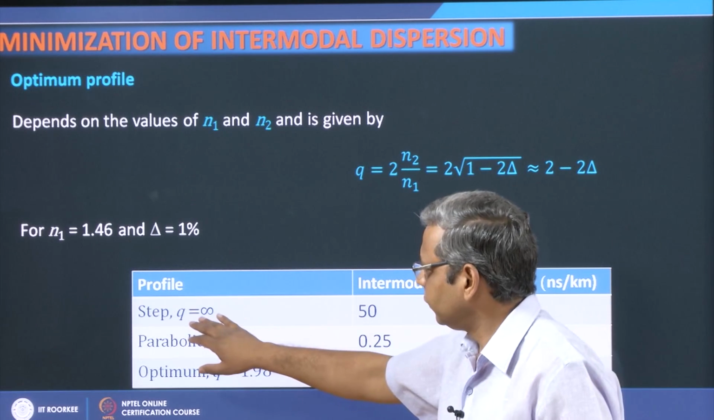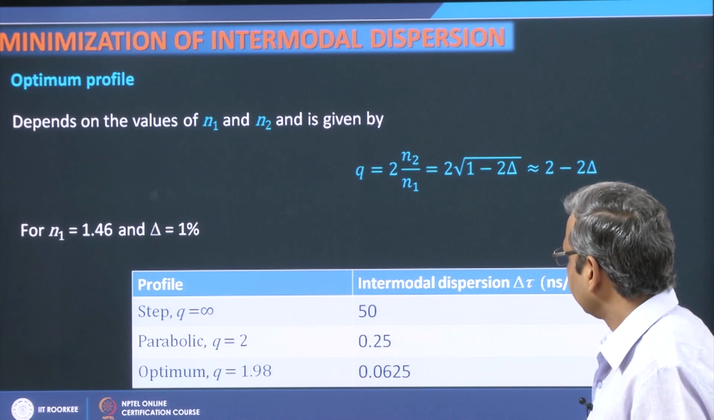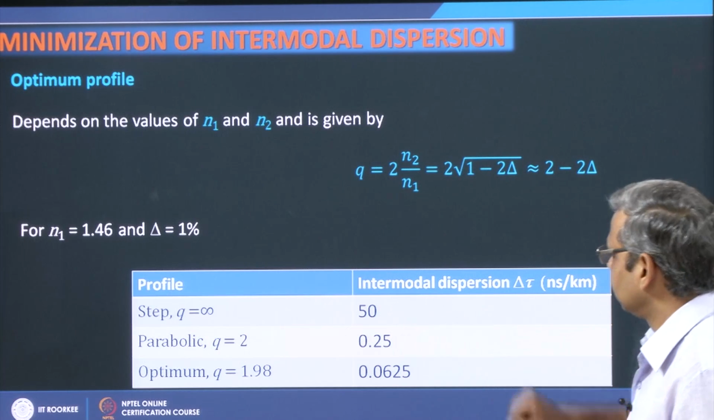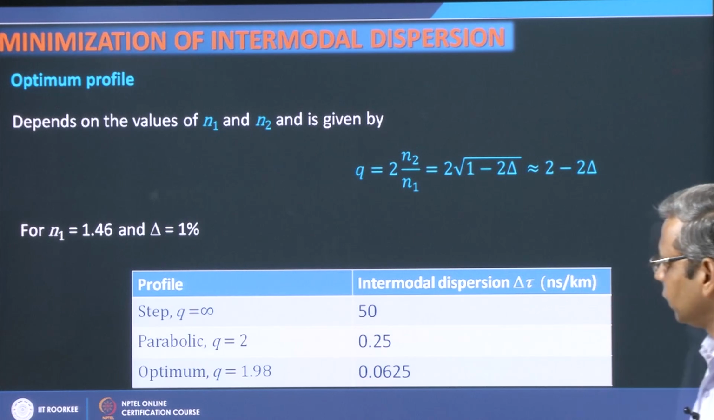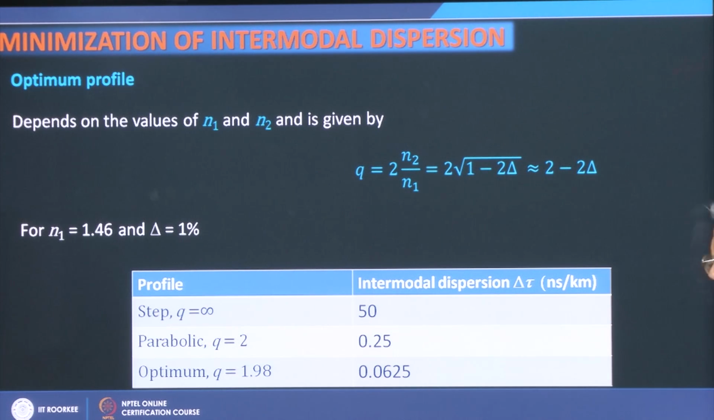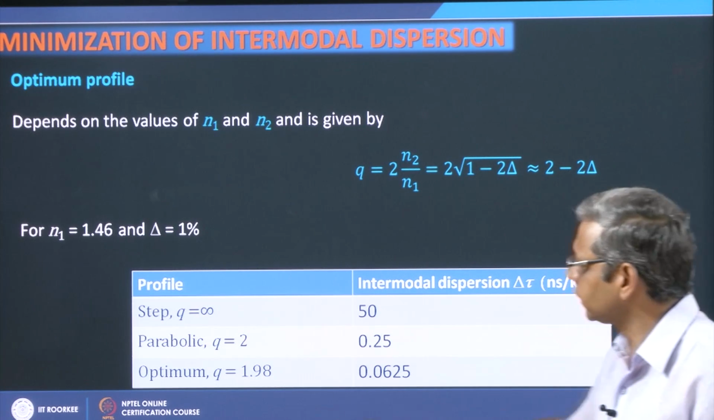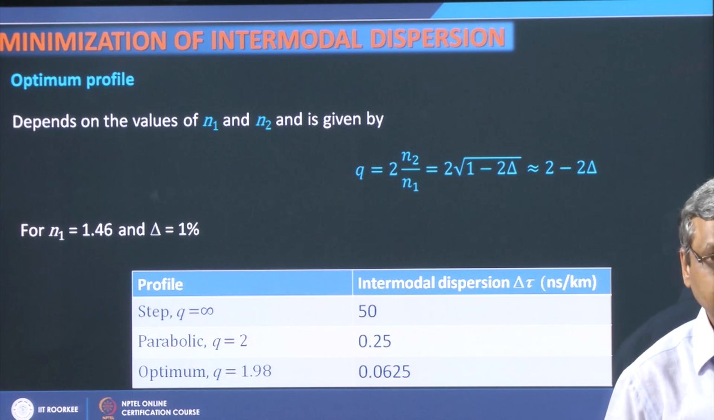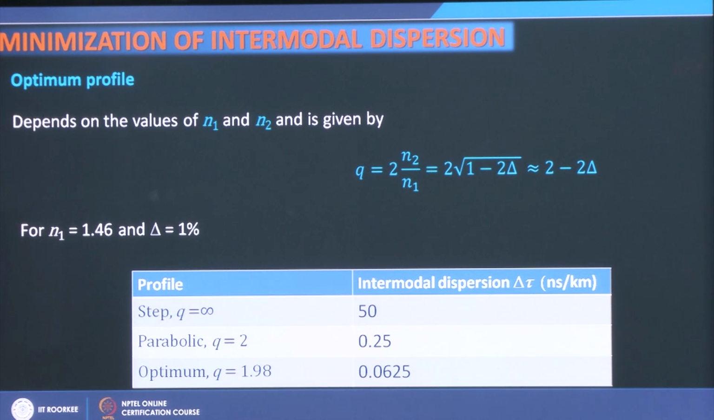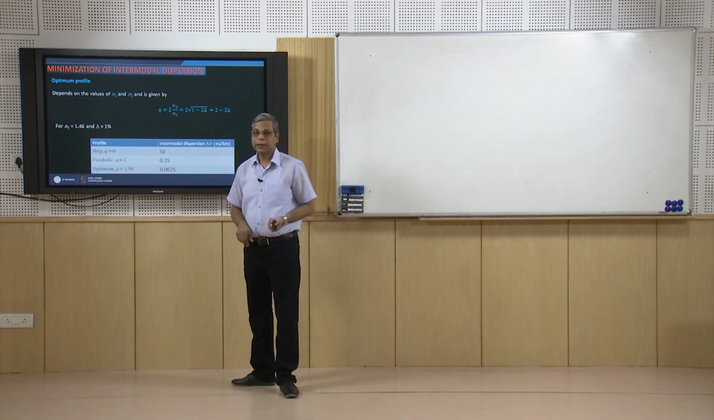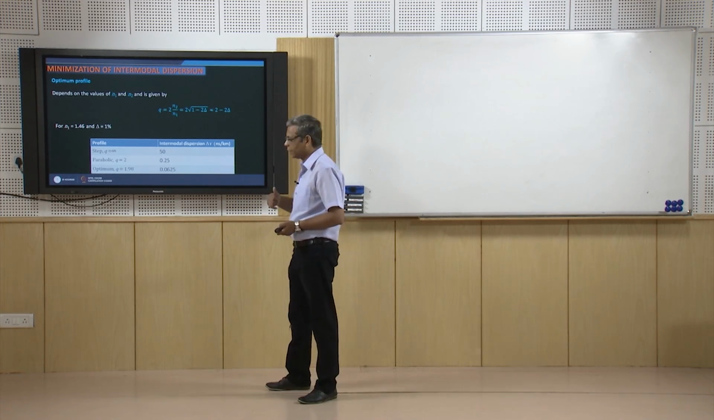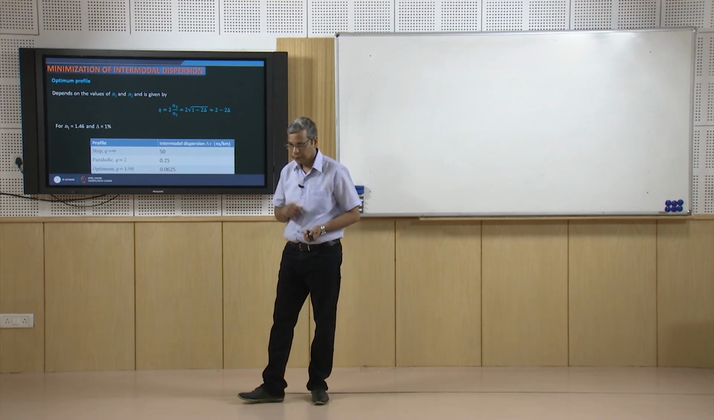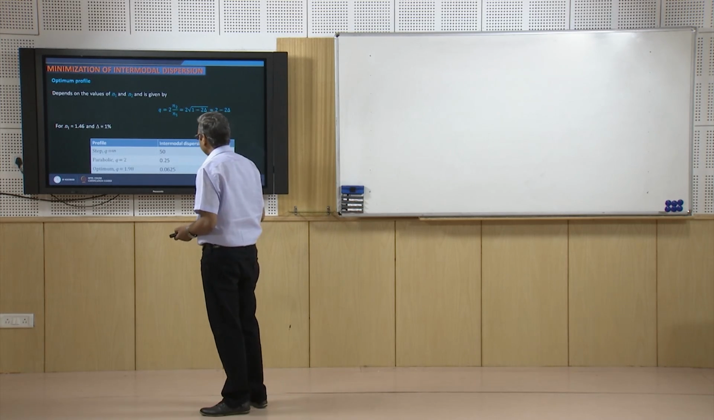So, now if I take N1 equal to 1.46 and delta equal to 1%, then for step index fiber, which corresponds to q equal to infinity, the intermodal dispersion is 50 nanoseconds per kilometer. For parabolic index fiber, which corresponds to q equal to 2, this dispersion is 0.25 nanoseconds per kilometer, and the optimum profile occurs at around q equal to 1.98, and intermodal dispersion can be brought down to 0.0625 nanoseconds per kilometer. So, you can tremendously bring down the intermodal dispersion if you are using a graded index fiber.